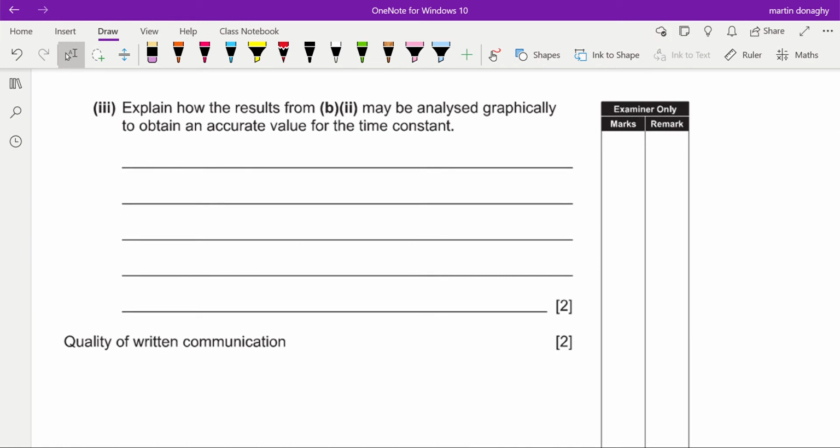Explain how the results may be analyzed graphically to obtain an accurate value for the time constant.